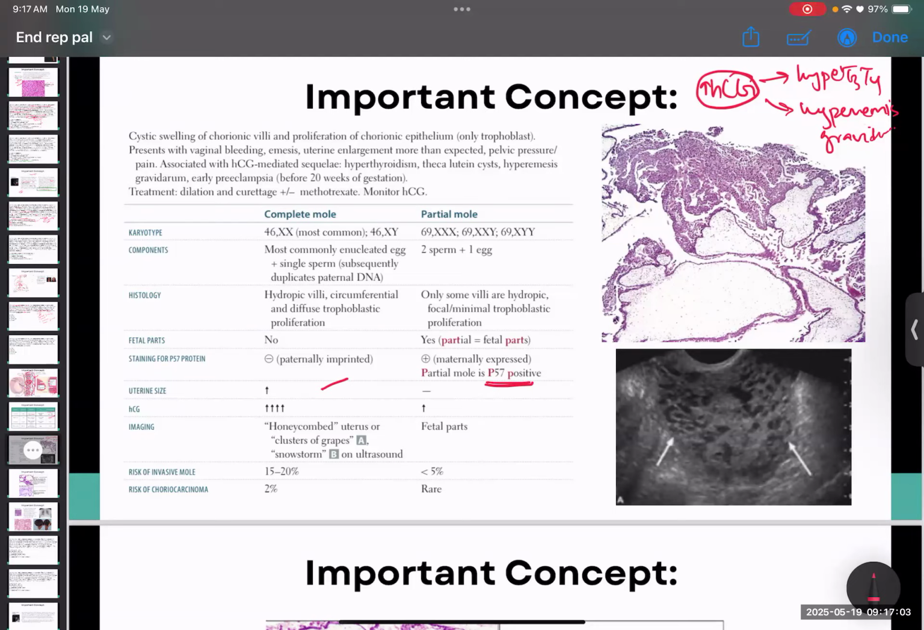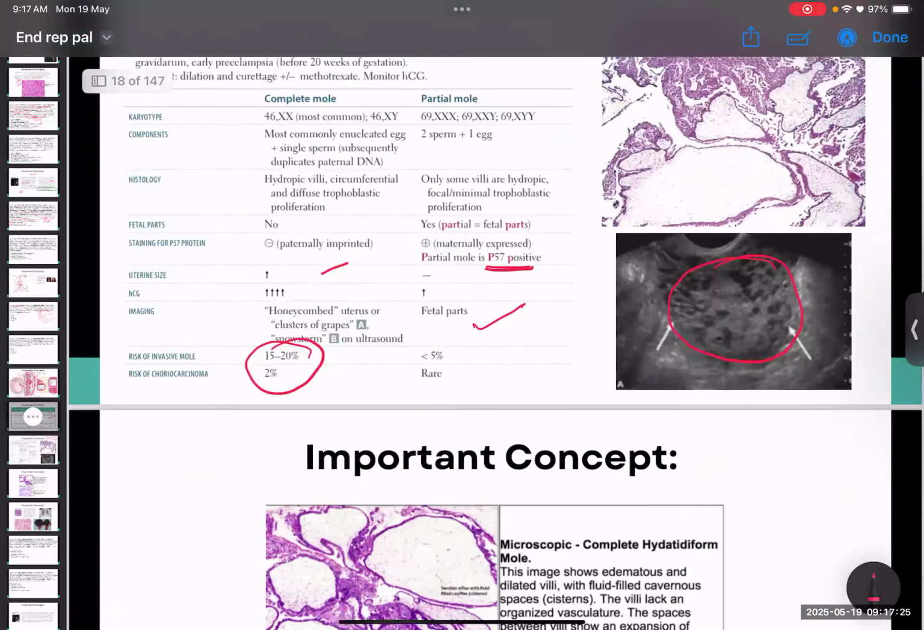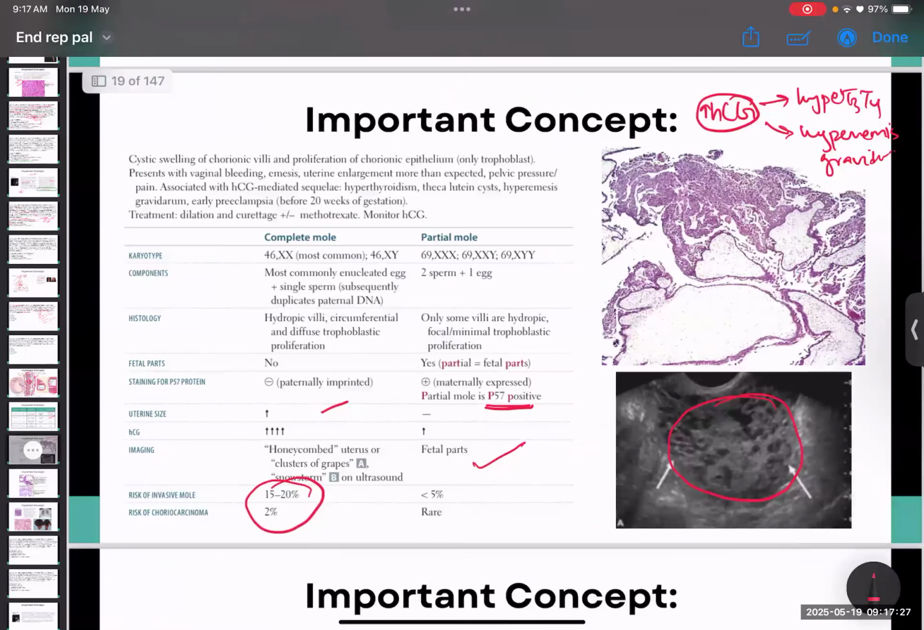And imaging for complete mole will show you a honeycombed uterus and a cluster-of-grapes-like appearance here. And partial mole has fetal parts, and risk of invasive mole and choriocarcinoma is a lot more in complete mole than it is in partial mole. And the way you treat this is via D&C, and sometimes you give methotrexate if you fear malignancy. So yeah, choriocarcinoma, and this is how they look.